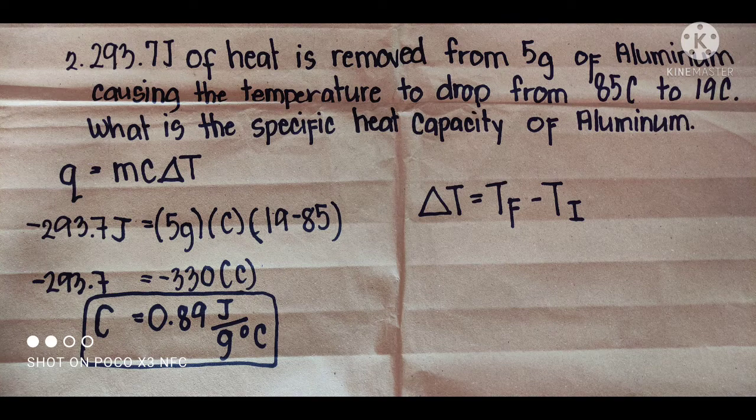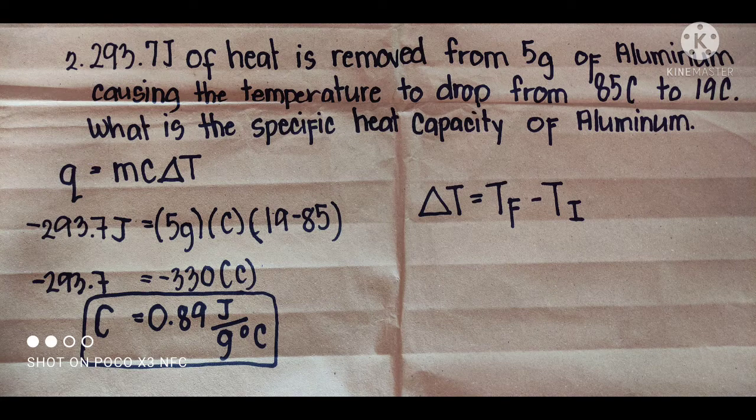Q is negative 293.7, so when heat energy is released, we have an exothermic process. Q is negative. When a substance absorbs heat energy, Q is positive. We have an endothermic process. The mass in this problem is 15 grams, and our goal is to calculate the specific heat capacity of aluminum.